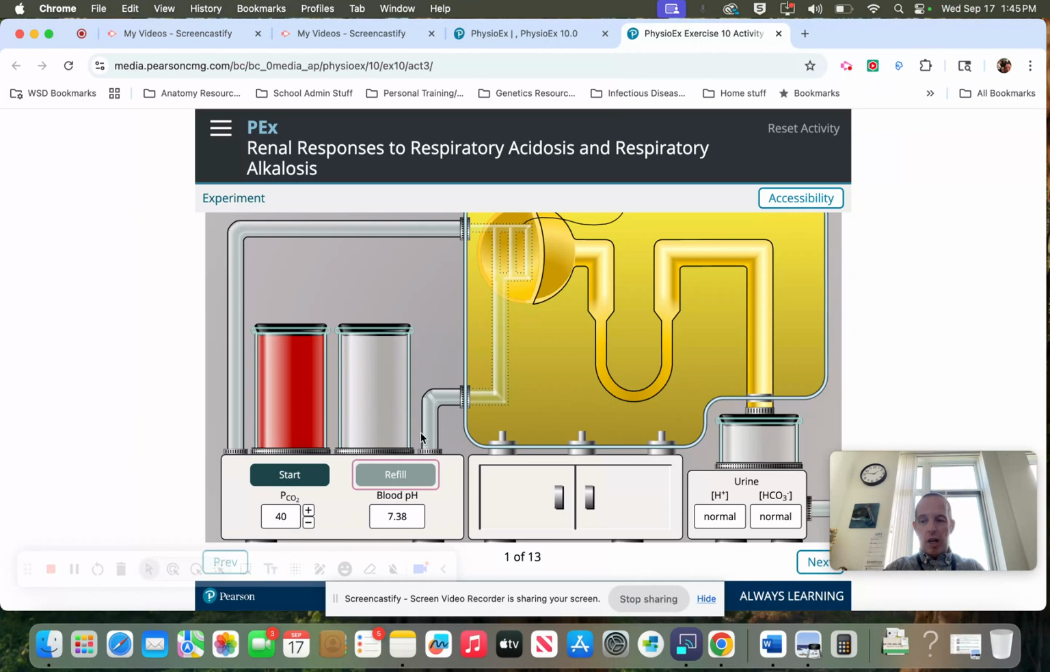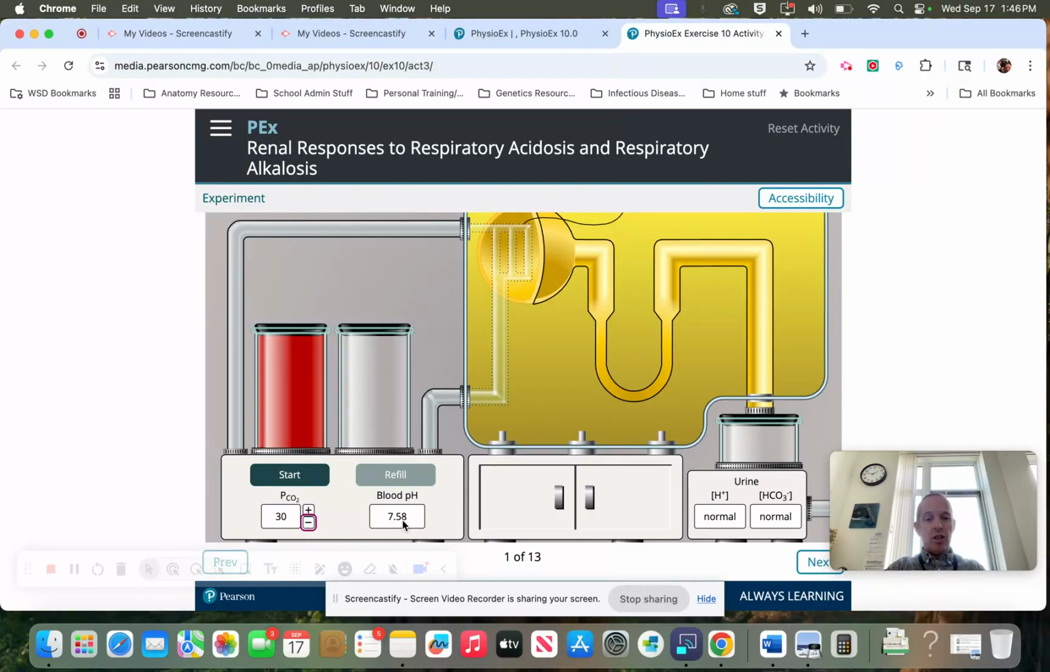And now I'm going to go ahead and reduce the amount of carbon dioxide. So when I reduce the amount of carbon dioxide, we're lowering the PCO2. So this is question 1 here. We're going to look at what happens to the concentration of these ions in the urine.